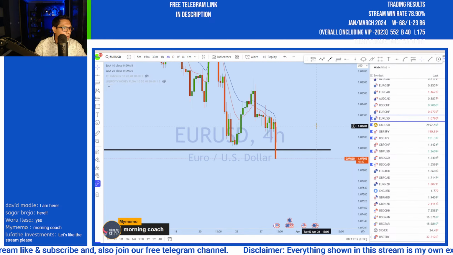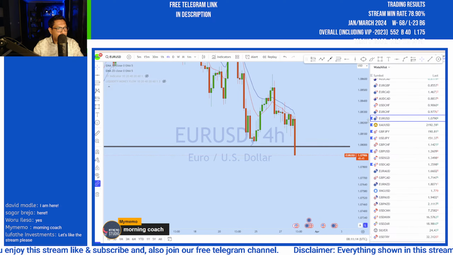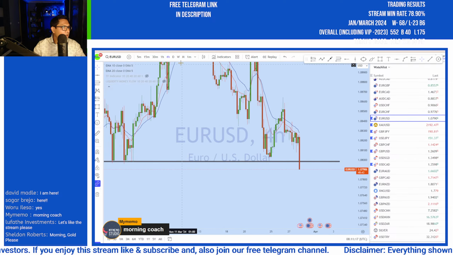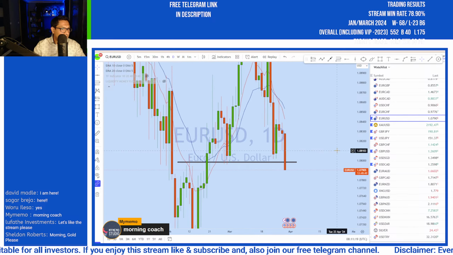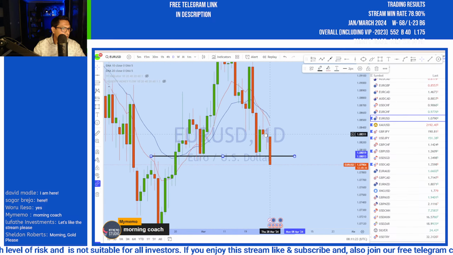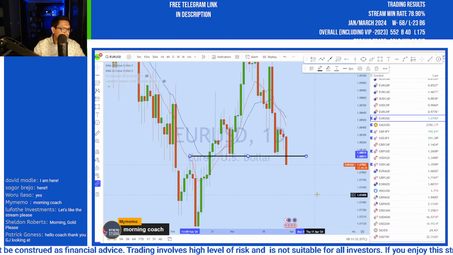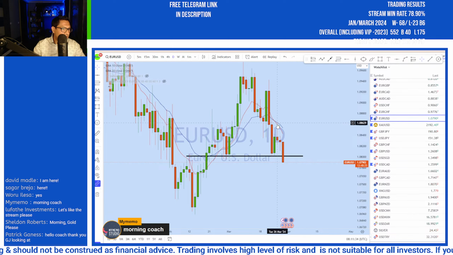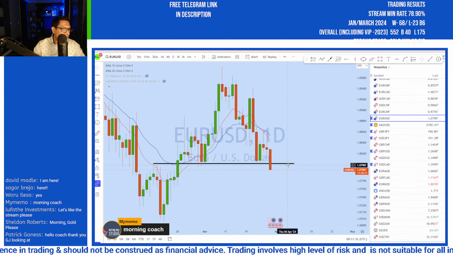We can see a complete break of support, and with that break of support, if we look at the daily chart, this is the daily chart, green candle. This is where we can see the market got an initial bounce, and from that zone we saw that there was a drop. So euro dollar is basically breaking out of that support level at the moment.